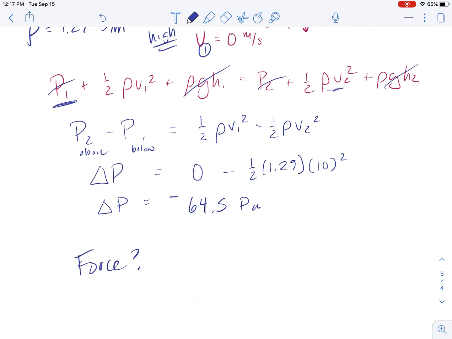Now we're going to find the force. We know that the force is equal to pressure times area. The pressure is 64.5 pascals. And now I need the area of a sheet of paper. I'm going to cheat a little bit. I'm going to Google it. The area of a sheet of paper is 93 square inches. Let's see, it says it's 0.062 square meters.